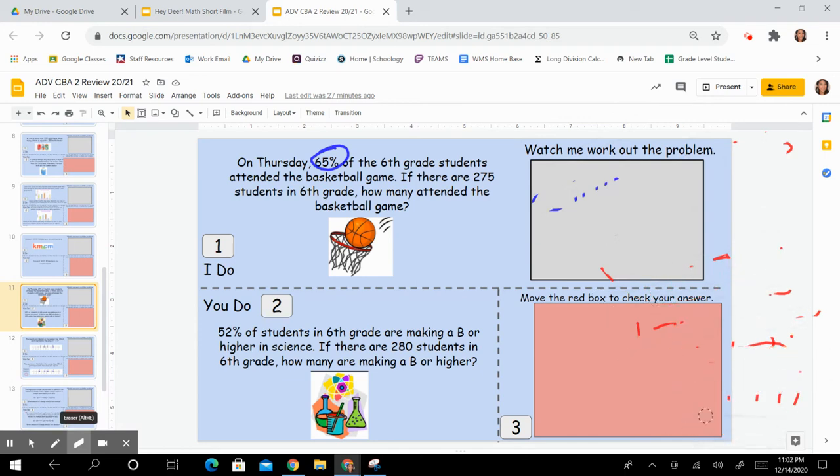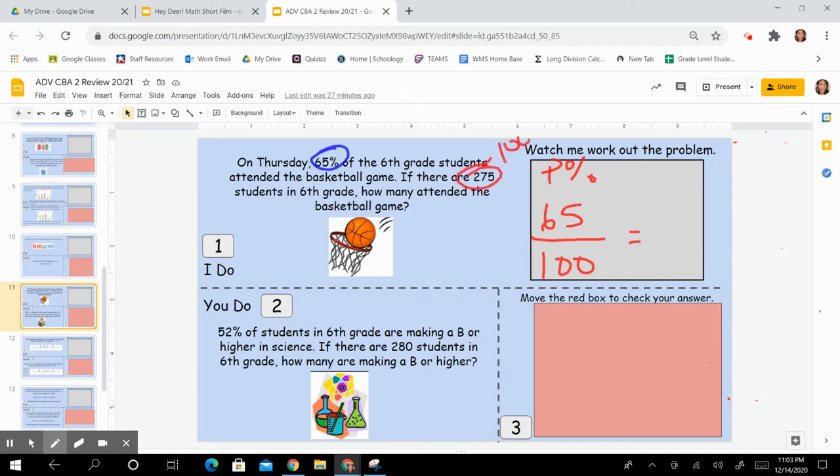Another way, since we've been talking about proportions, is I'm going to set up a proportion. On this side, it's going to be percents only. 65%. And percent is always out of 100, so I'm going to put 65 over 100. And that is equal, I'm setting up a proportion. Remember, two equivalent ratios. If there are 275 students, that's your 100%, so I'm going to put that on the bottom as well.